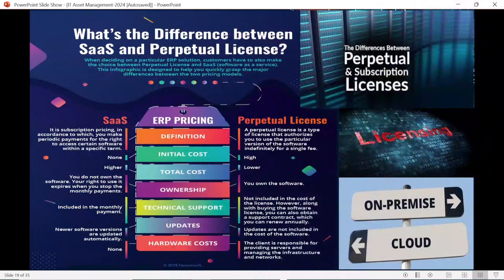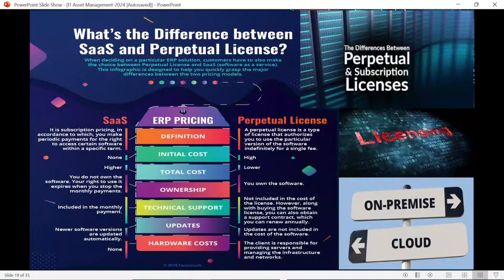Because when it comes to SaaS, we will have to go with the committed agreement, and we will have to follow the usage policy, terms and guidelines, and it is subscription pricing. The most important thing is that you make periodic payments for getting the rights to access certain software, and it's very important to understand SaaS or cloud licensing.